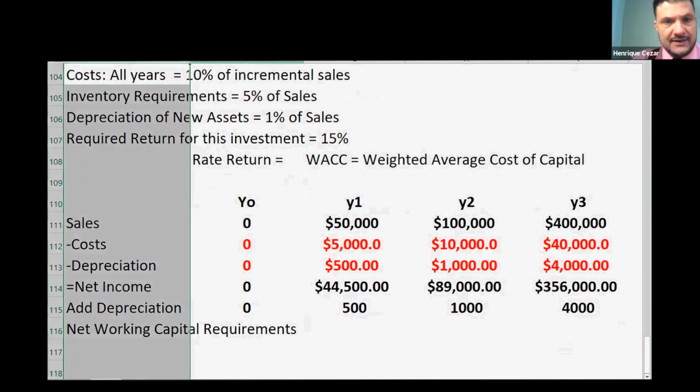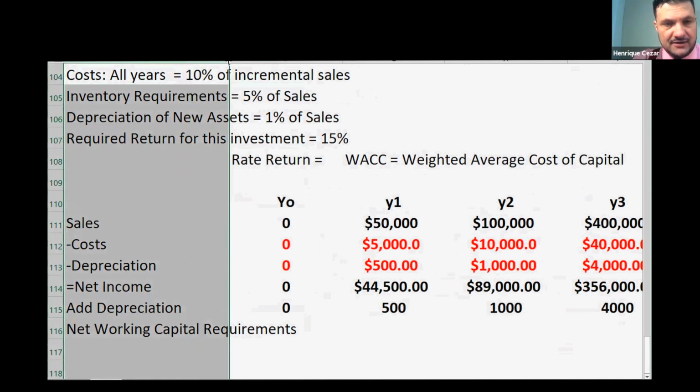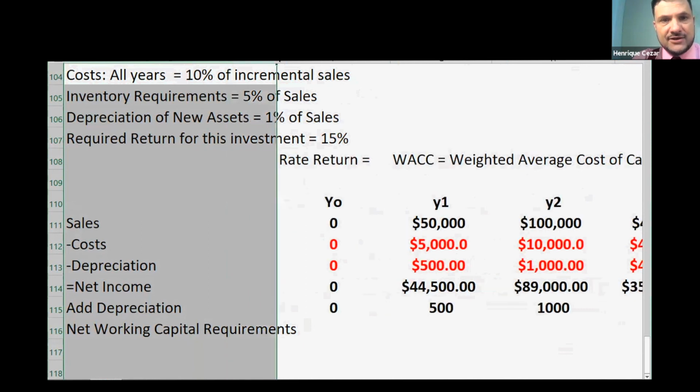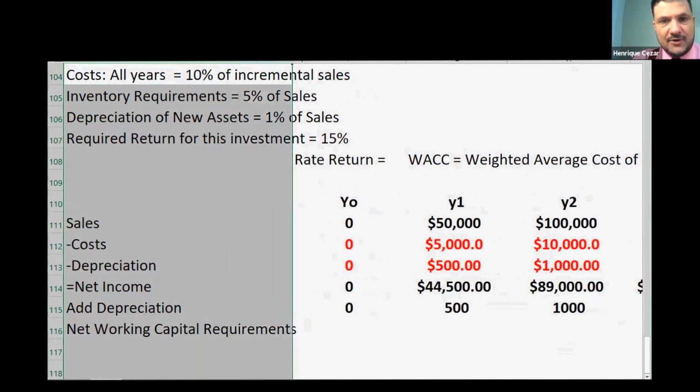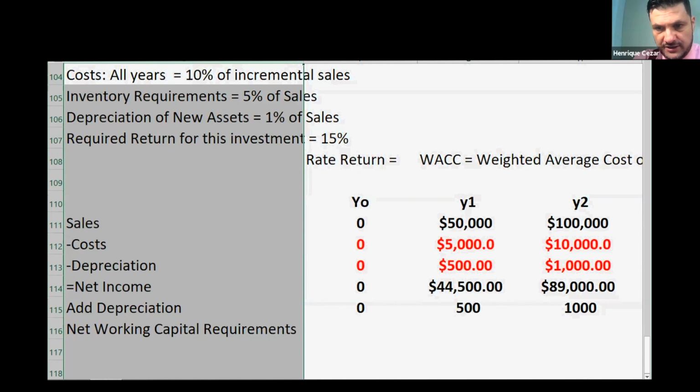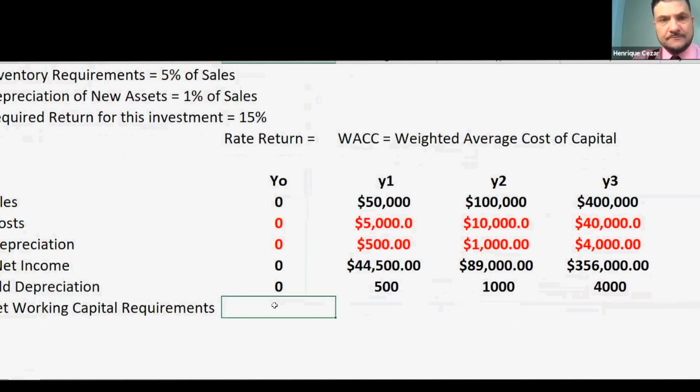Because we buy the inventory before we sell, before we make any sales, right? Imagine that this is a manufacturer. So they cannot buy the inventory ready to sell, right? They're going to have to do some kind of production. Therefore, they will have to spend on inventory in year 0.